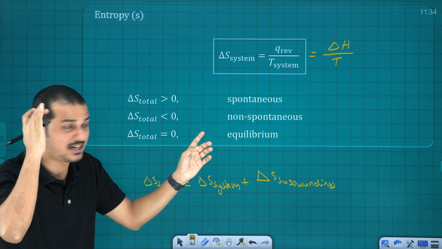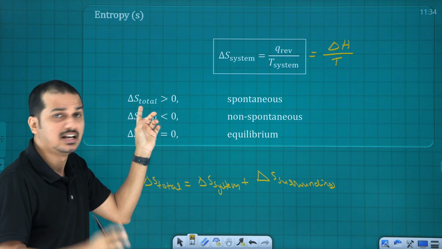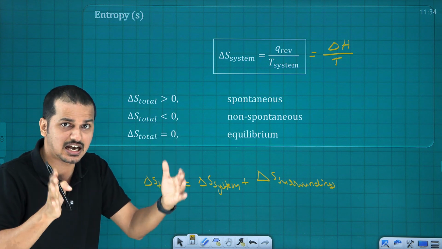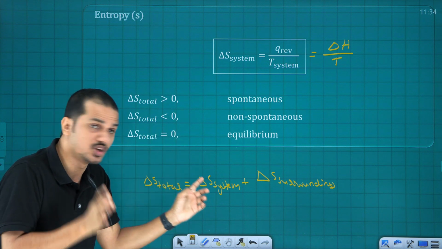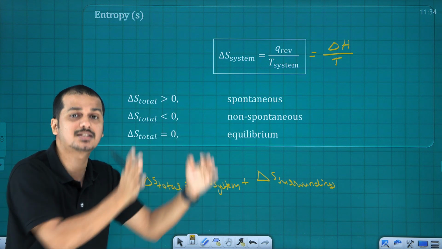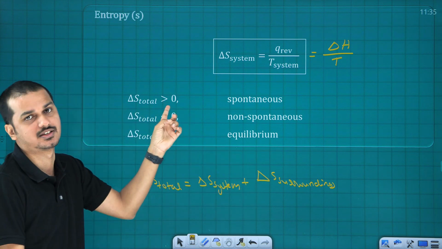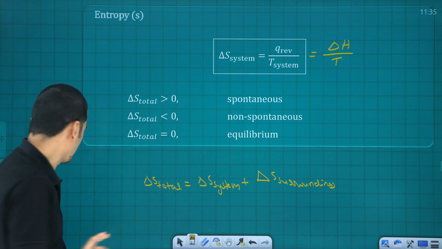Listen, keep it in mind that you have to be alert. This is delta S total, not delta S system, not delta S surrounding. Delta S total means delta S universe, which means delta S system plus delta S surrounding. While adding both, that value should be greater than 0. Okay? So that's the idea.